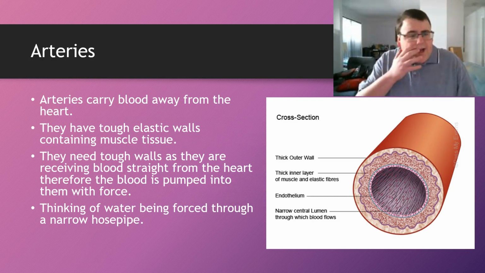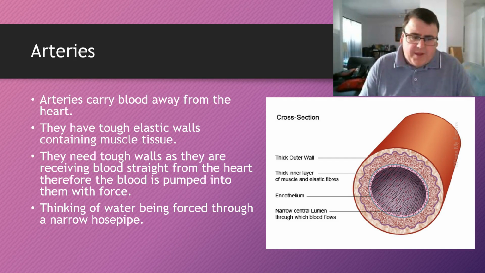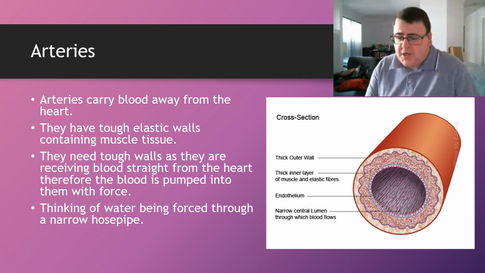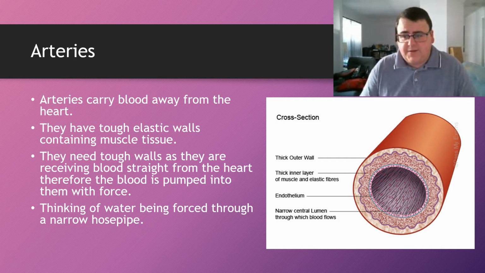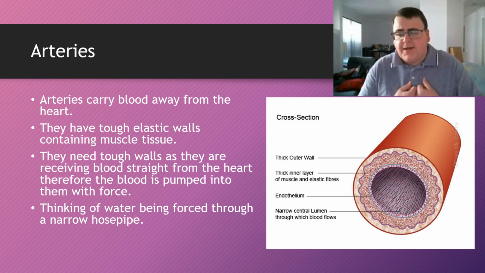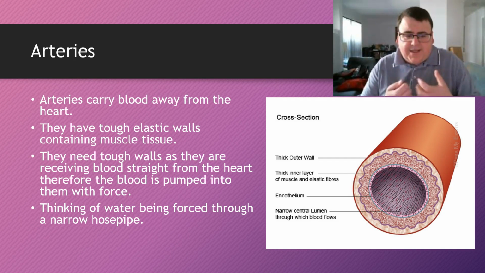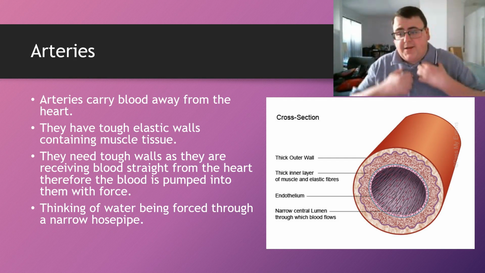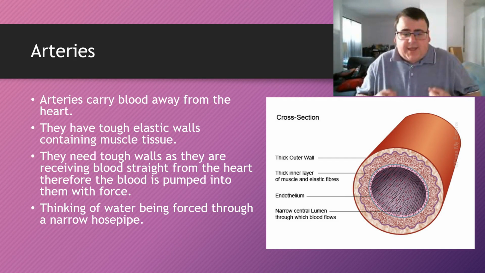So let's talk about arteries. What's specific about arteries? As we've said before, they carry blood away from the heart. They have very tough elastic walls containing muscle tissue. Remember, blood's coming straight out of the heart into the artery, so it's going to be coming out with a lot of force. Those elastic muscly walls are going to help push it throughout the body. It's going to go from your heart around the rest of your body, so it really needs to keep that push going.